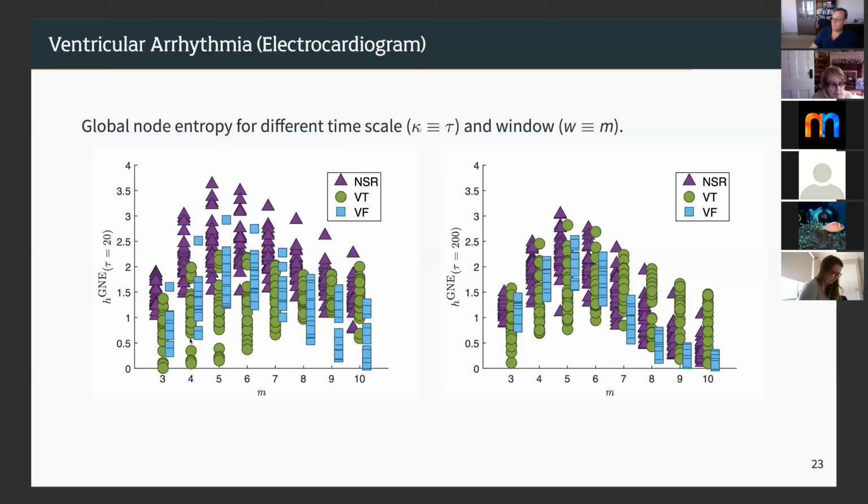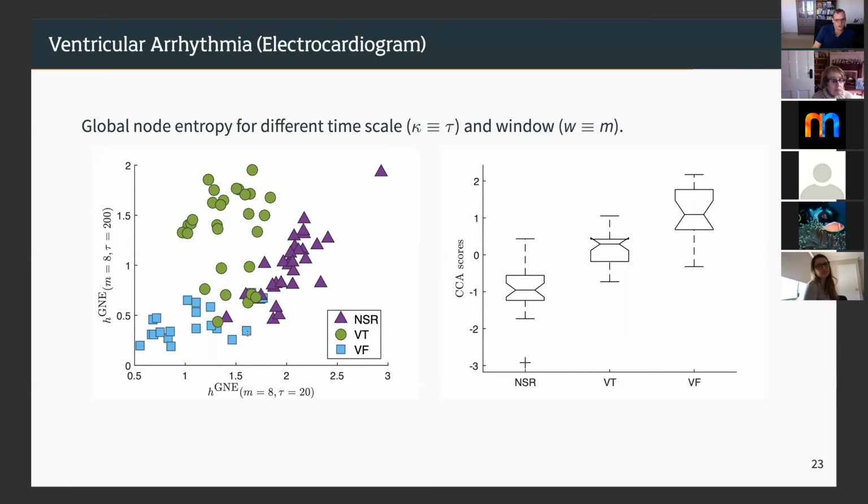Right? So it's not something where we can clearly say, if it's bigger than 1, it must be normal sinus rhythm here, and if it's less than 1, it's not. There's too much overlap to distinguish between them, but the distributions themselves do appear to be different.